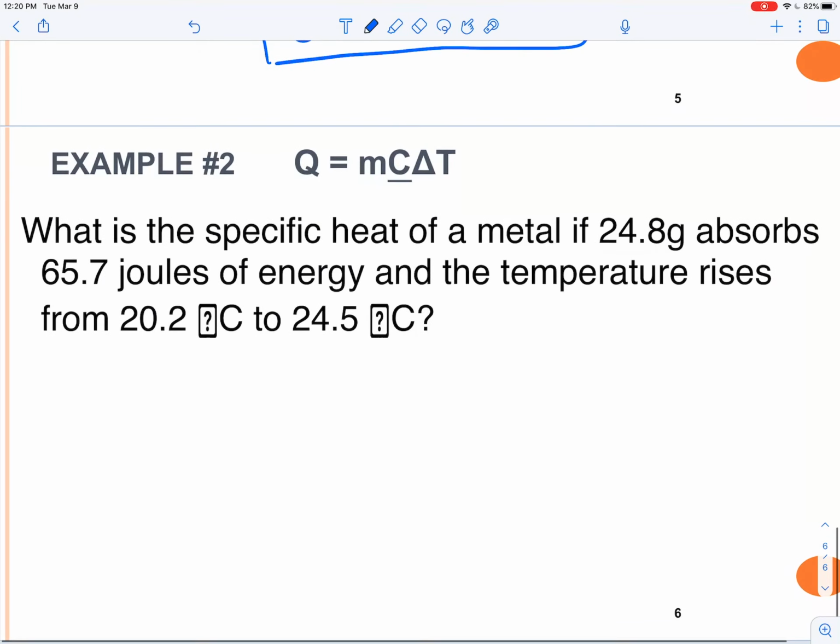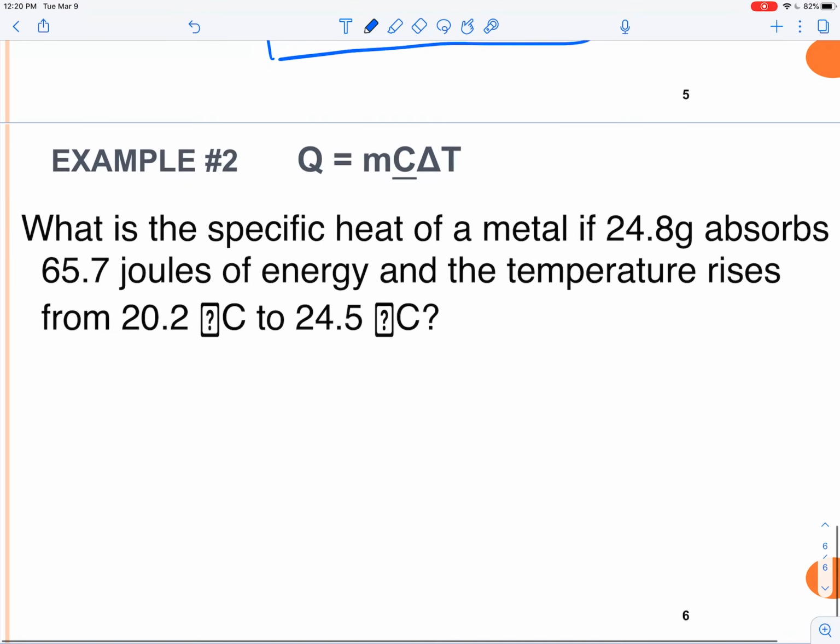All right, in our second example here, we're not solving for energy. We're going to be solving for specific heat. What is the specific heat? So we're solving for C here. If 24.8 grams absorbs 65.7 joules of energy, and the temperature rises from 20.2 Celsius to 24.5 Celsius. So I always like to write down all the information we're given. We're not given specific heat, so we're trying to solve for that.